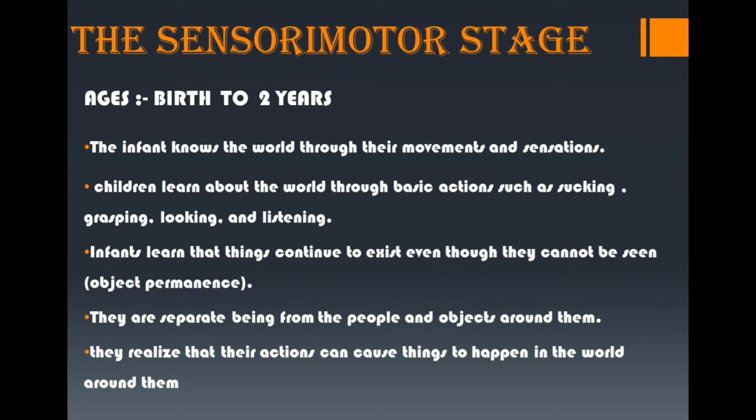As we have seen in the above video, the sensorimotor stage is ages birth to 2 years. Major characteristics and developmental changes: The infant knows the world through their movements and sensations. Children learn about the world through basic actions such as sucking, grasping, looking, and listening. Infants learn that things continue to exist even though they cannot be seen, object permanence. They are separate beings from the people and objects around them.